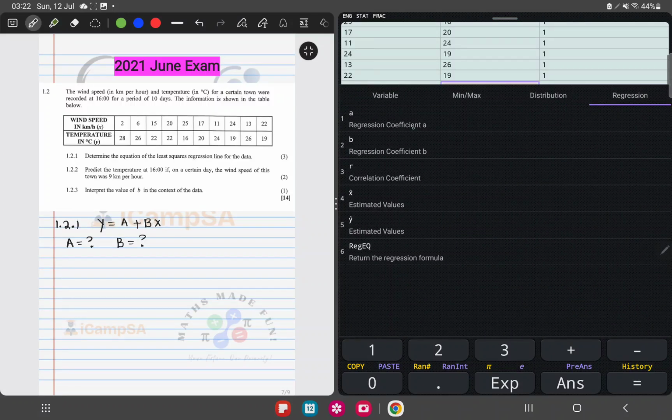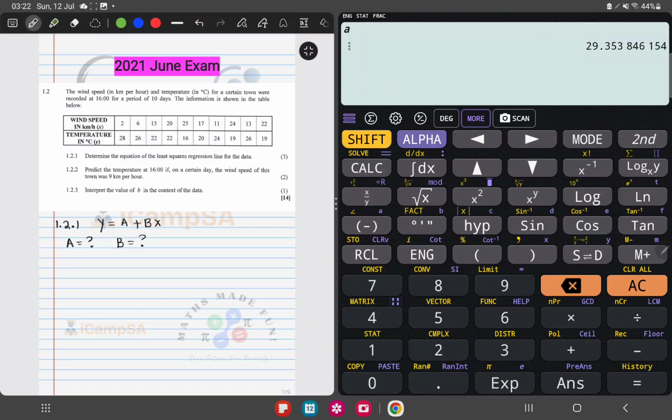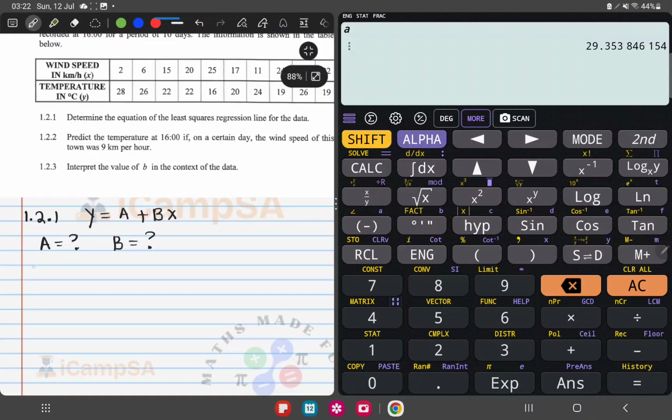Then after we're done with this, we can now go and check our data, shift 1. We're now looking for our variables. So regression, we have our A value. So the value of A, if you look carefully, becomes 29.35.